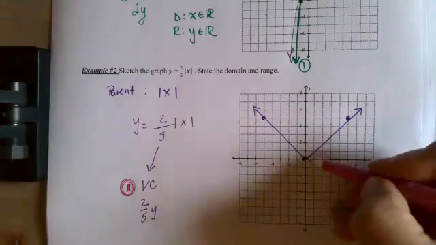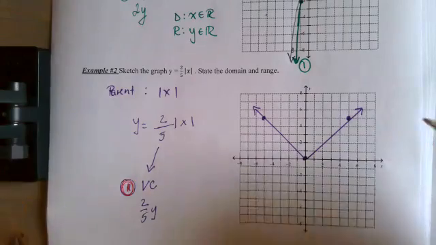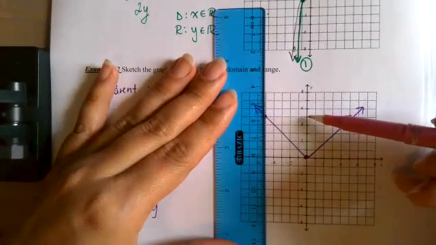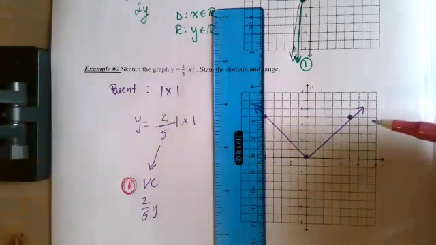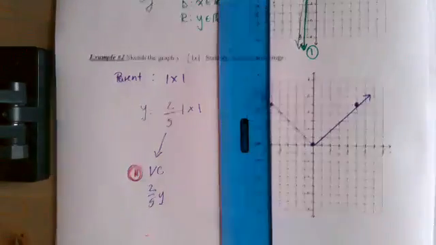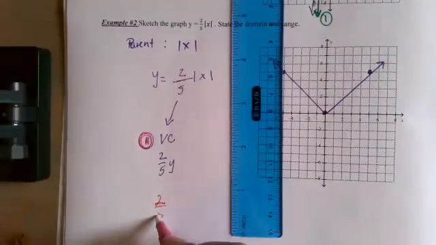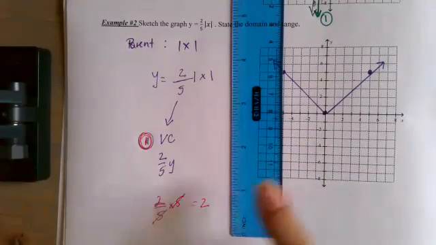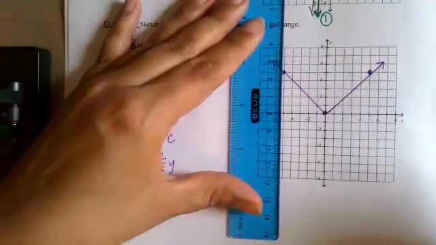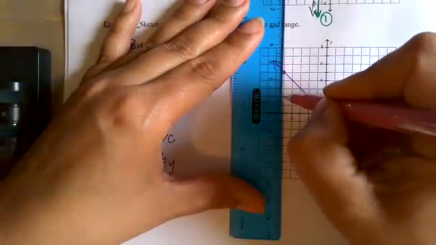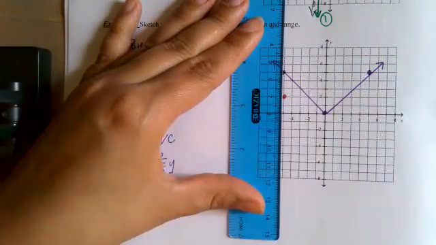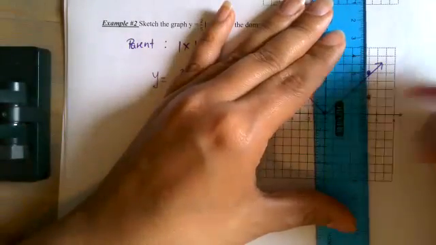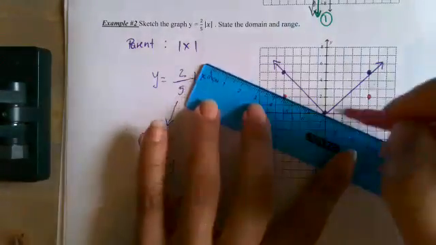So 0, 0 doesn't move. This first point, the y coordinate is 5. So 2/5 times 5 will be what? 2/5 times 5, the 5s cancel out, equals 2. And that's why I chose the points with multiples of 5. So right there, at 2. Same thing on the other side because this graph is symmetrical. And done.